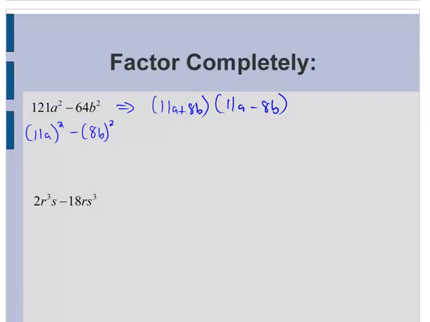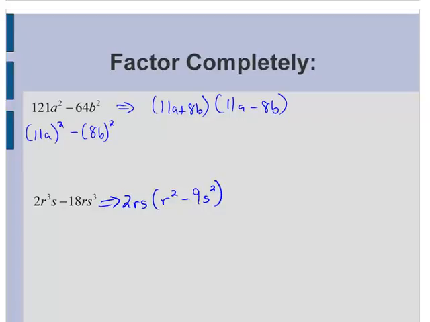2r cubed s minus 18r s cubed. Now at first glance, it doesn't appear that it fits the pattern. However, if we recall that the first thing we should always think of when factoring is is there a common factor, then we can see that we can do something with this. So first, notice that we have a greatest common factor of 2rs. So this can be written as 2rs by r squared minus 9s squared.